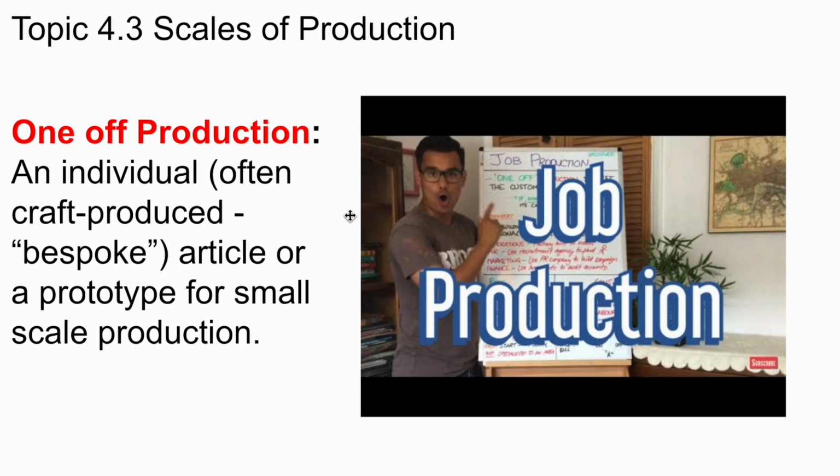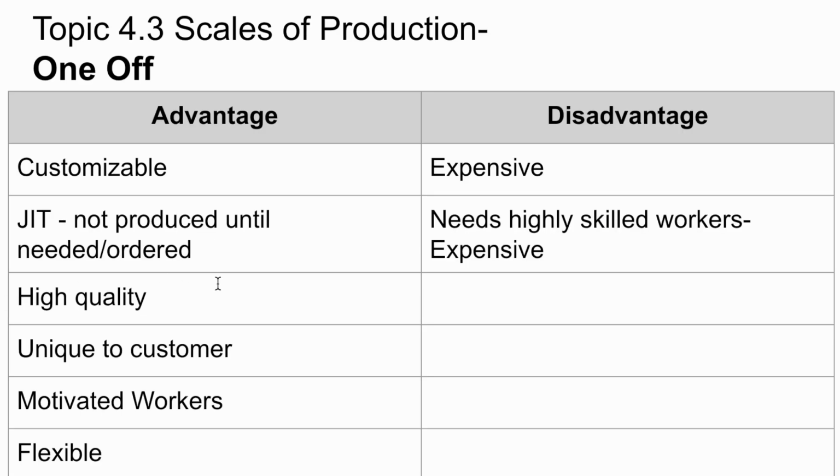Watch this video. This gentleman does a nice job of explaining the advantages and disadvantages of different types of production, so like one-off productions. So please watch this, and here's some of the advantages and disadvantages of one-off. One of the advantages is it's definitely customizable. It's just in time, so it's not produced until it's actually needed or ordered. One-off productions tend to be much more high quality. They can be unique to the customer, and you have very motivated workers who are usually very flexible. The problem is they're quite expensive, and you need highly skilled workers, which are also very expensive.